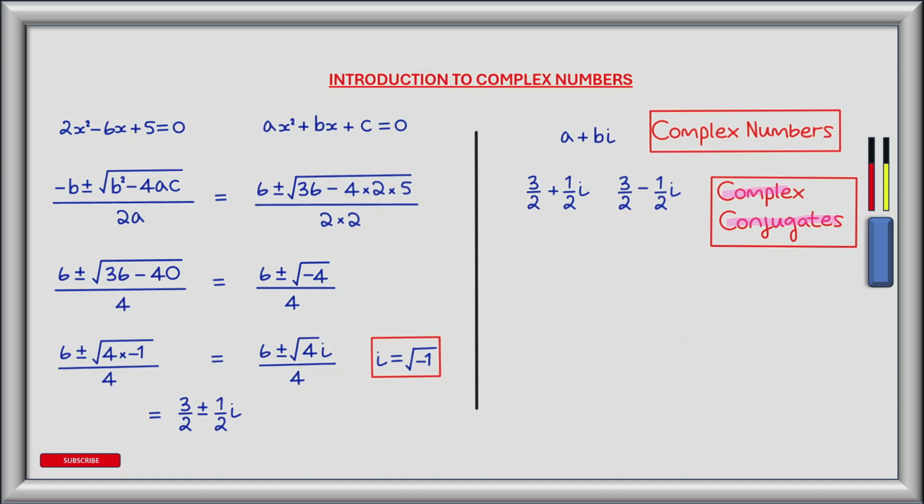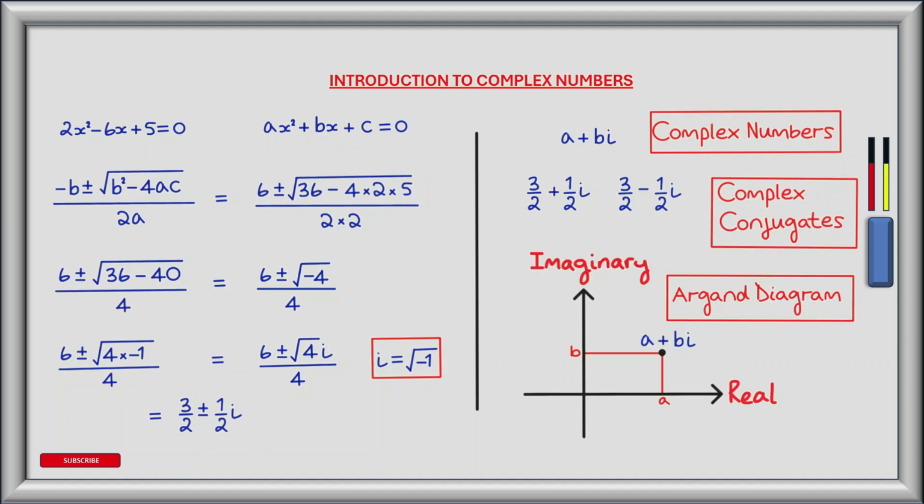In quadratic equations with real coefficients, complex roots always appear in conjugate pairs. We can plot complex numbers on an Argand diagram. The x-axis represents the real part of the complex number, and the y-axis represents the imaginary part of the complex number.